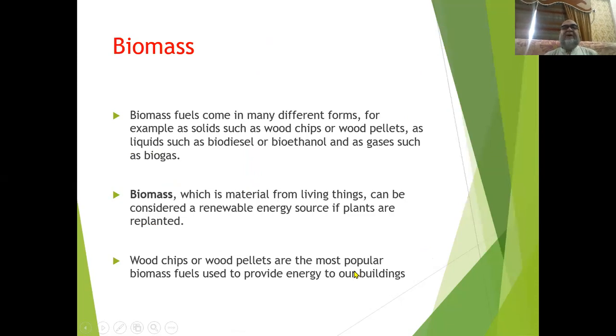Then there is biomass. Biomass fuel comes in many different forms, such as solids from wood chips or wood pellets, as liquid as biodiesel, and gases such as biogas. Biomass, which is material from living things, can be considered a renewable energy source if plants are replanted. Wood chips are the most popular biomass fuels used to provide energy to our buildings.